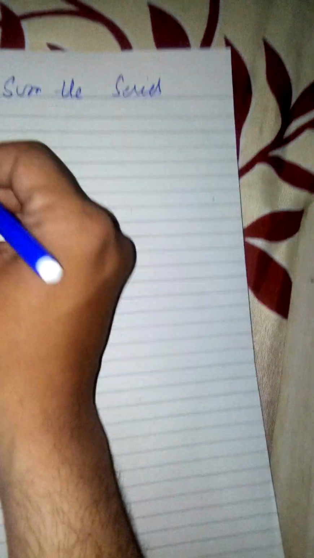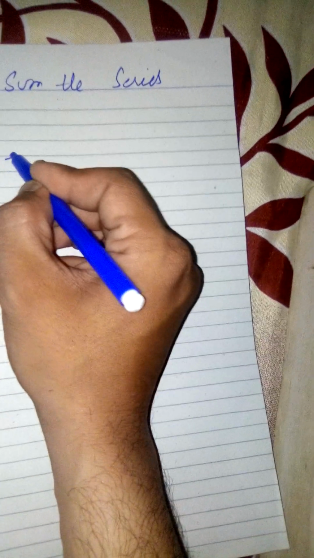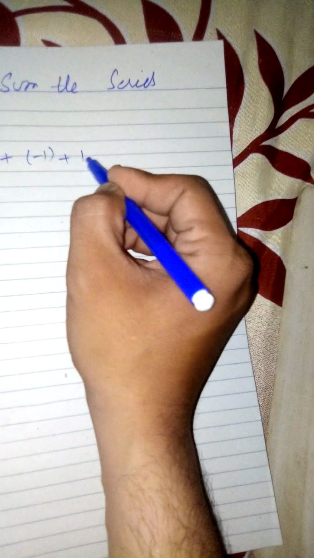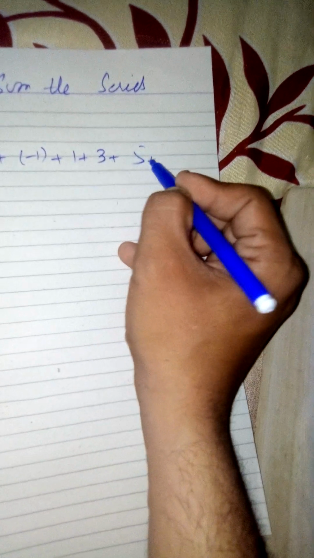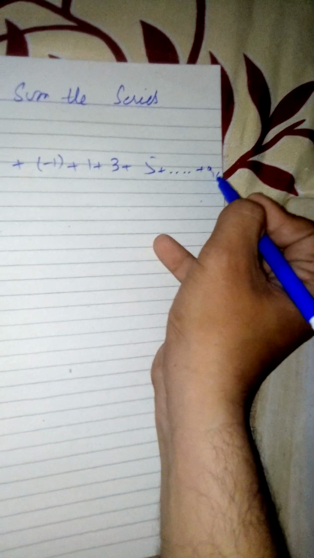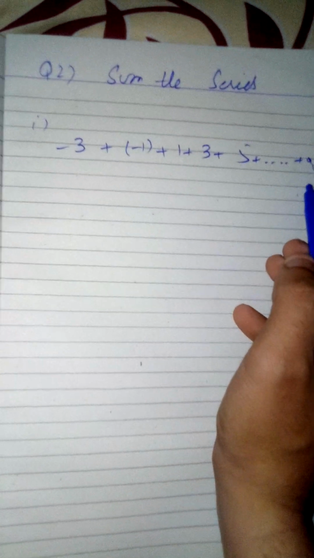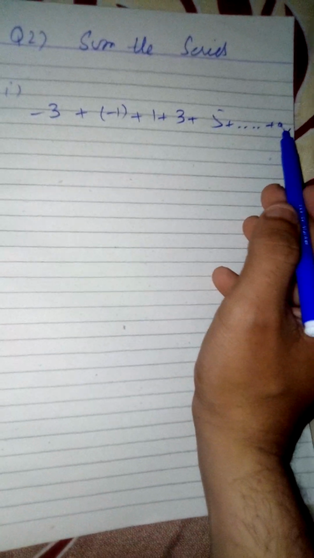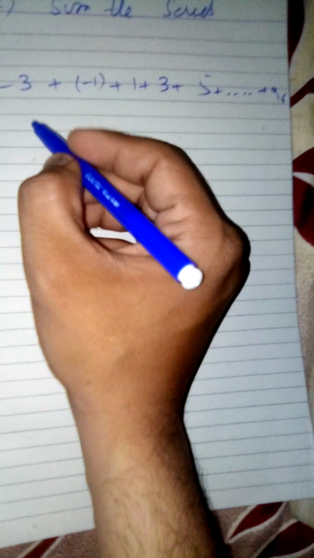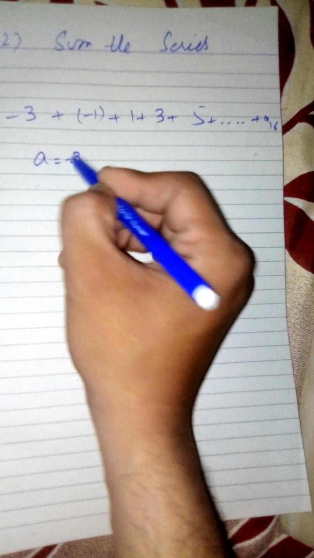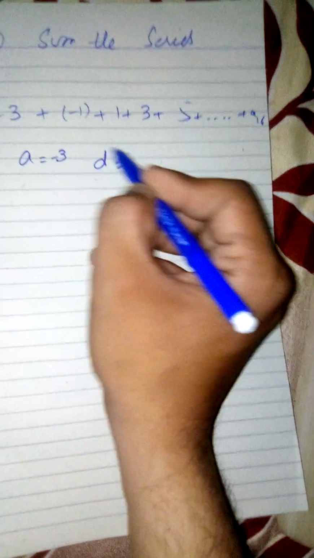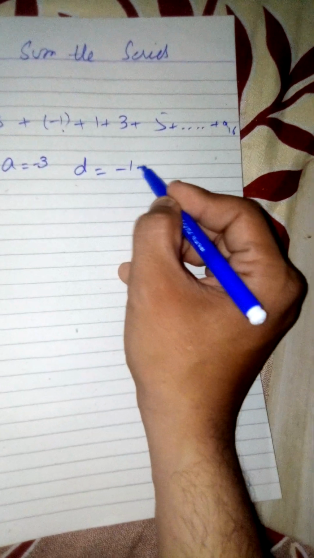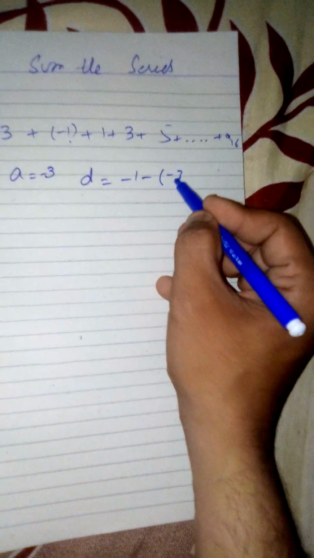It means the first term a is minus 3, and what is d? d is the second term minus the first term: minus 1 minus the first term, which is minus 3. Minus minus becomes plus, so the value of d is 2, and n is given. This is the 16th term, a16, so n is 16, and we have to find the sum of the series, and the formula is Sn equals n by 2 into 2a plus n minus 1 into d.